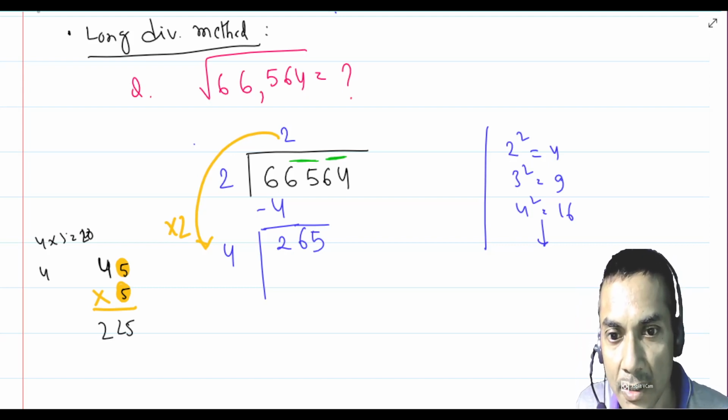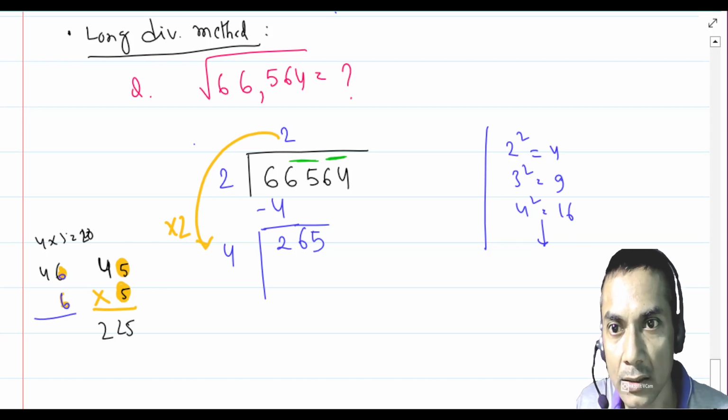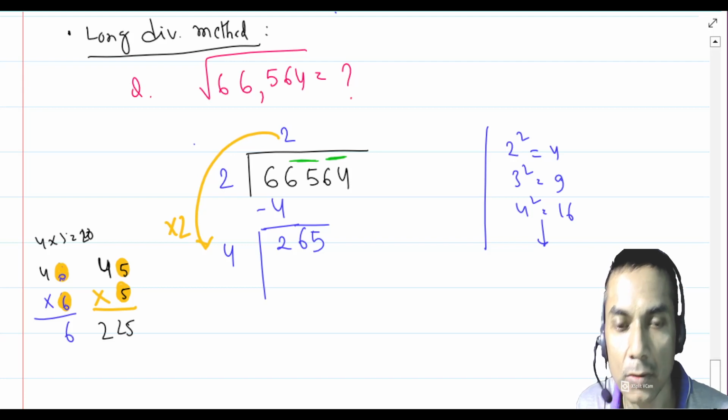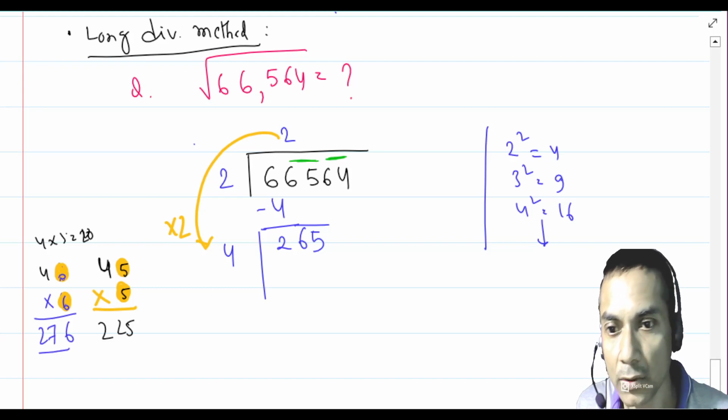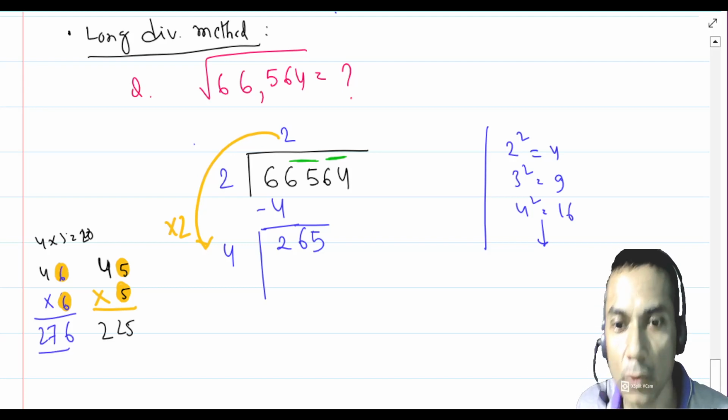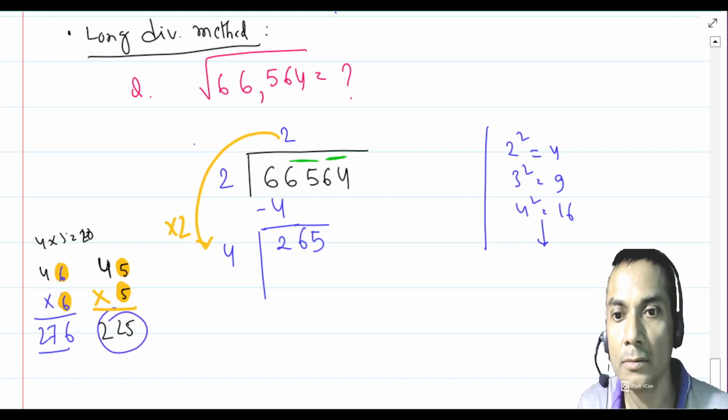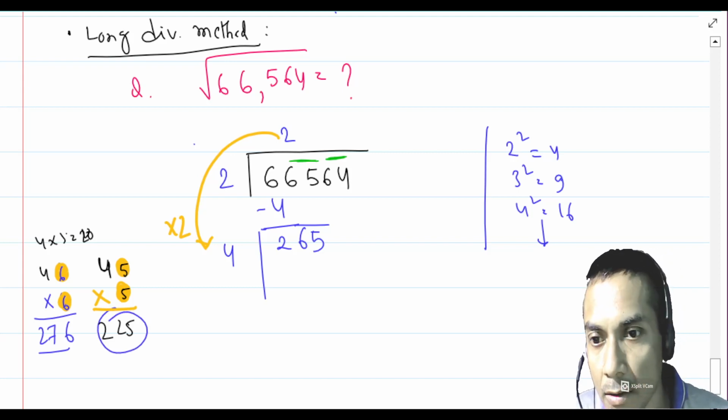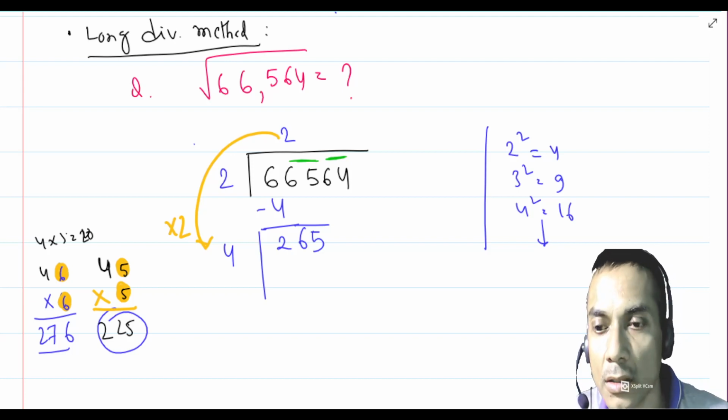If I consider 6, then what will happen? Let's check it. We consider 6. Here also 6, and here also 6. Clear? Here 6 and here also 6. 6 multiplied gives 27. So it crossed the 265. So I have to consider the 5. If you practice a lot, then automatically you can choose easily which number is the best fit here.